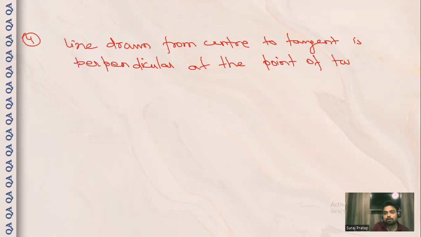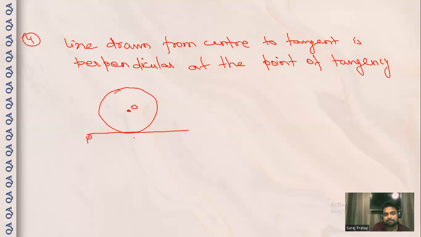Okay, at the point of tangency. By that, what we mean is, if there is a circle and if there is a tangent drawn, this is your circle O. Let's say PTQ is a tangent. So OT will be perpendicular to PQ.